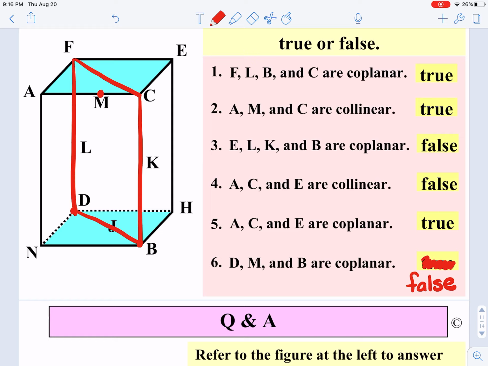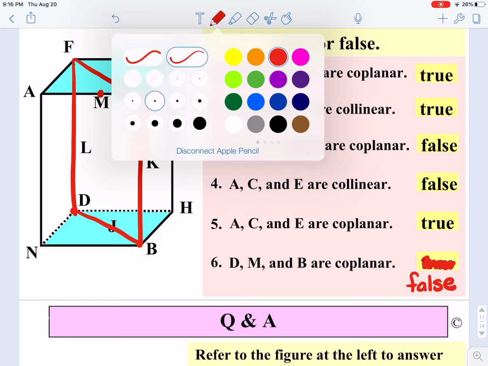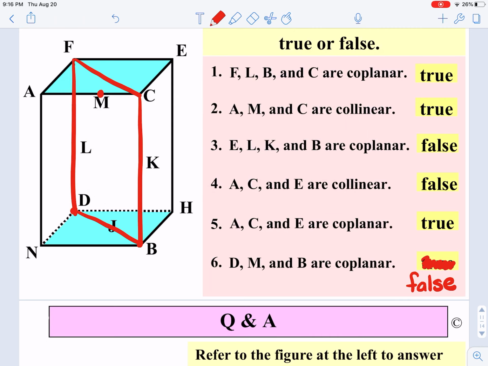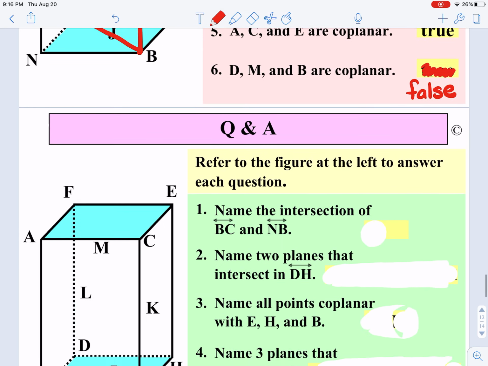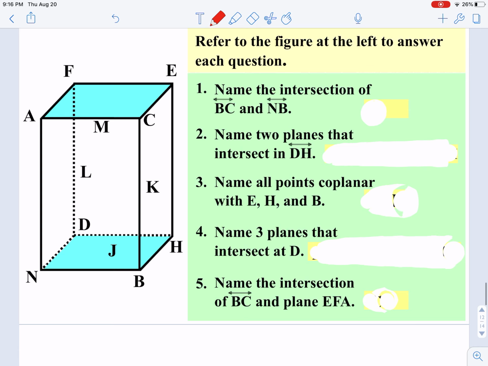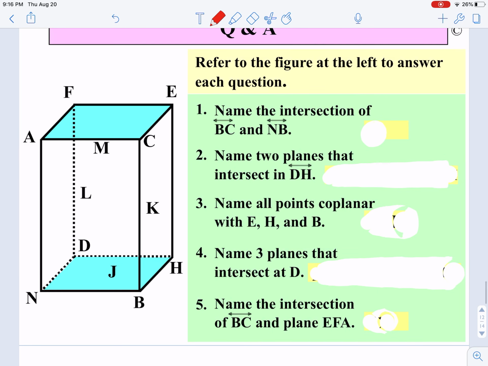All right. I know what they were trying to say there. We're just going to keep it as false. That's the easiest way. I like it. Okay. All right. Moving on. And this is our last 5 questions, and we're done. Okay. Name the intersection of BC and NB. I don't even need to look at the picture. The fact that they both have B in their name, the answer is going to be B.